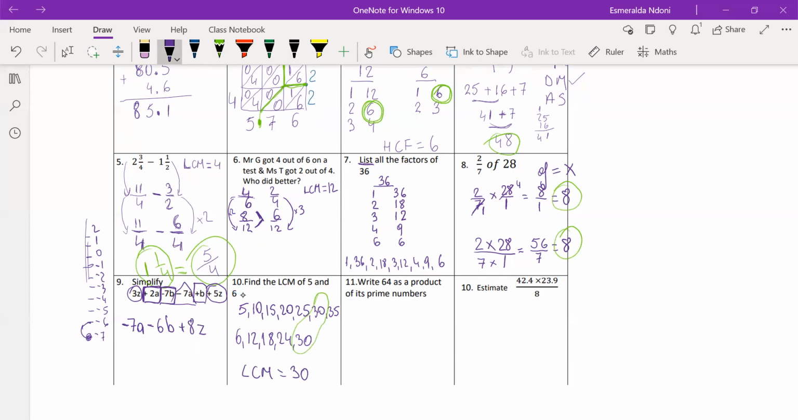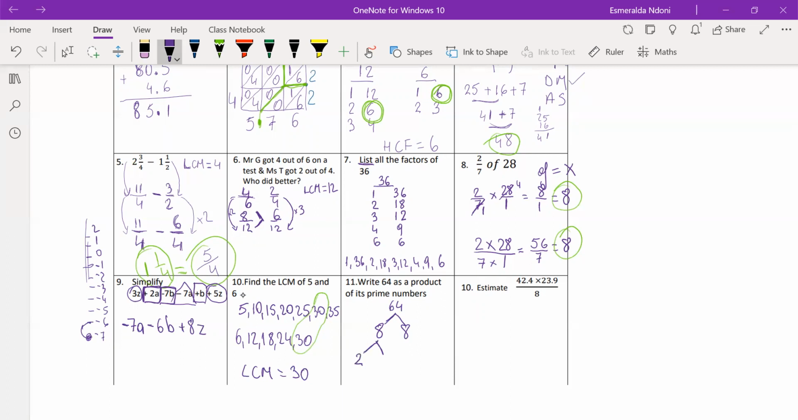Question 11. Write 64 as a product of its prime numbers. So we write 64. When we have a product of prime numbers, it's the factor tree thing. So we're going to break this number into 2 numbers that make it when they're multiplied. You can go with halving, because this is an even number, you know you can halve it. Or you can go 8 times 8 gives you 64. Then you ask yourself, are those primes? No. So you move on and break it further.